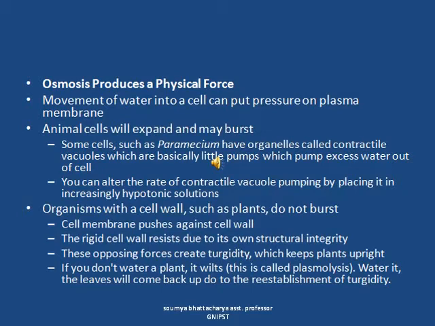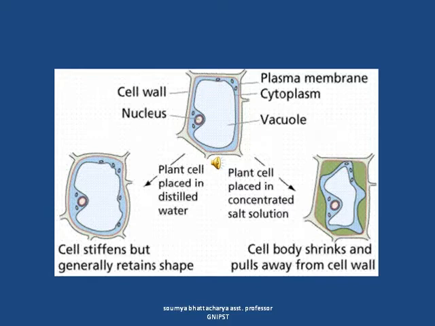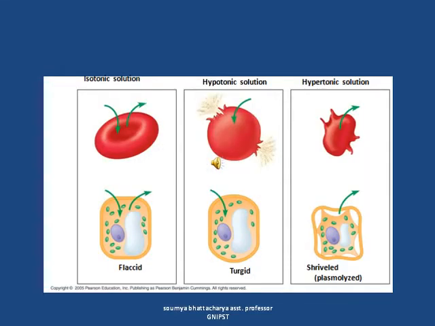If you don't water a plant, it wilts. This is called plasmolysis. Water it and the leaves will come back up due to the re-establishment of the turgidity. Here you can see the fate of the plant cell in different concentrations of salt solution, and of the animal cell like RBC in different concentrations of salt solution.